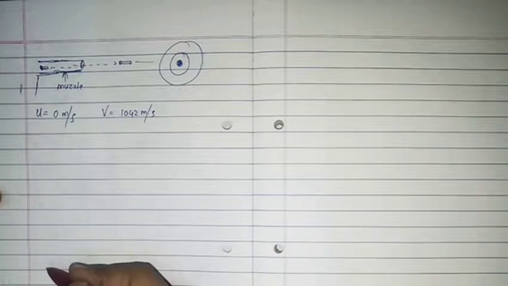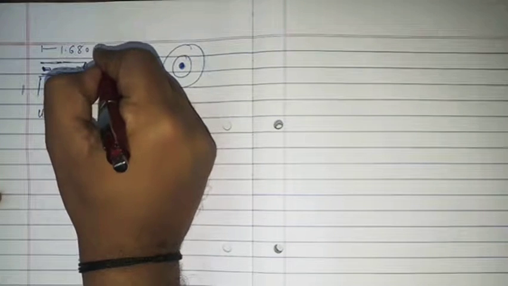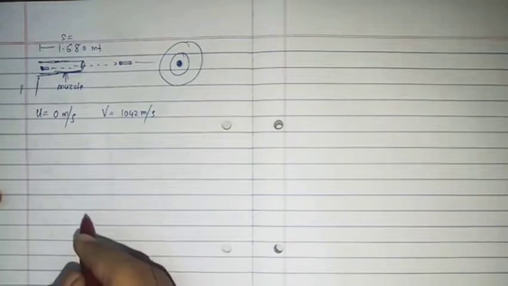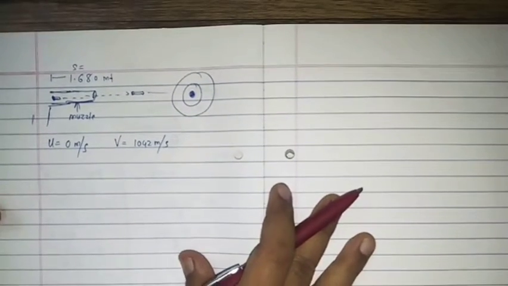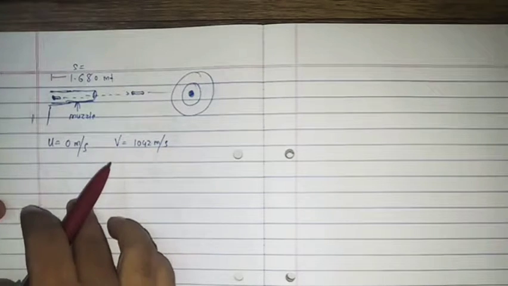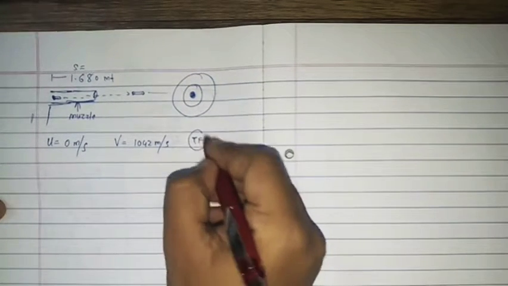The bullet moves a distance of 1.680 meter. So the bullet is covering a distance of 1.680 meter, this is s, right? And we have to determine the acceleration of the bullet. So to find its acceleration.